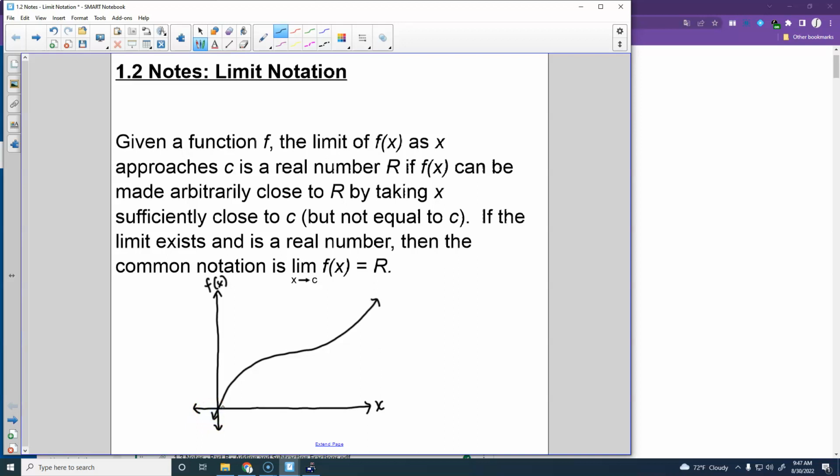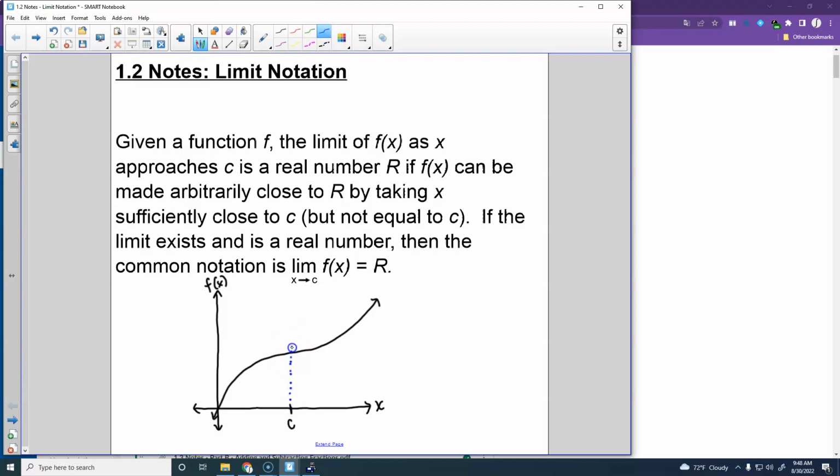And we're looking at the limit of f of x as x approaches c. So x approaches c, your x is getting closer and closer and closer to a c value, so that c needs to go somewhere on our x-axis. And the value of this is a real number r. If f of x can be made arbitrarily close to r by taking x sufficiently close to c, but not equal to c.